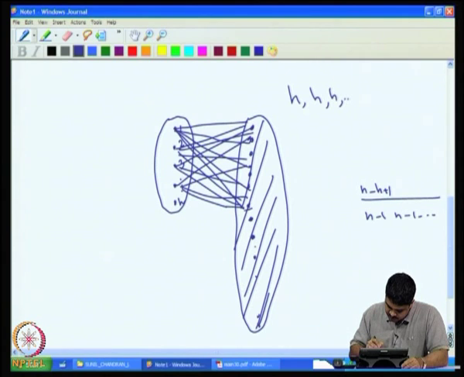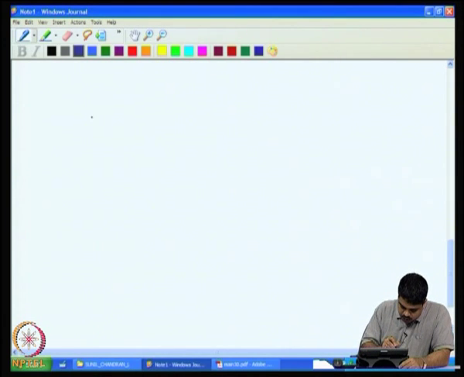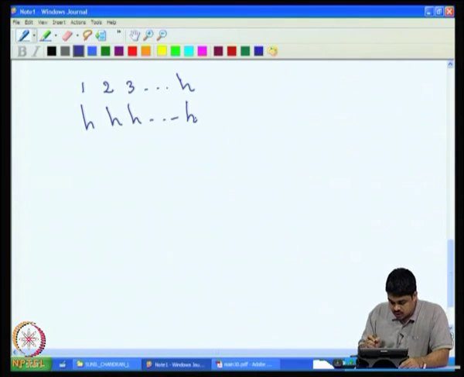These are the remaining vertices. They will have degree n minus 1 minus h, that means n minus h minus 1. So, the degree sequence will be h. I am writing the position numbers here: 1, 2, 3, 4 up to h. So, h, h, h up to here, this is h, and then h plus 1, h plus 2 till n minus h.